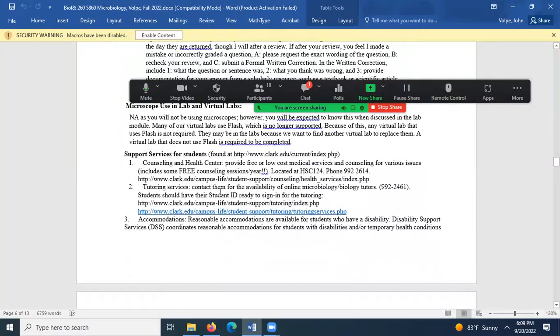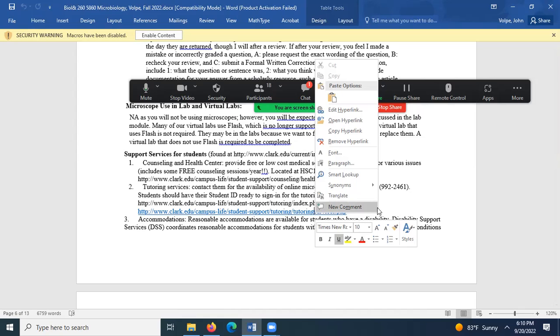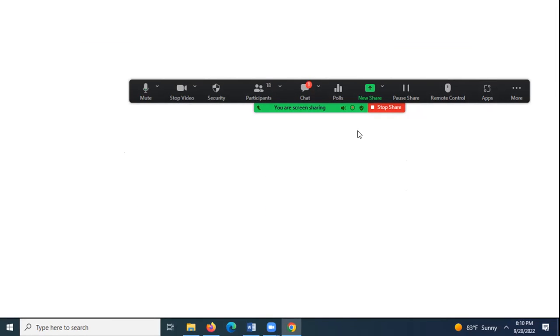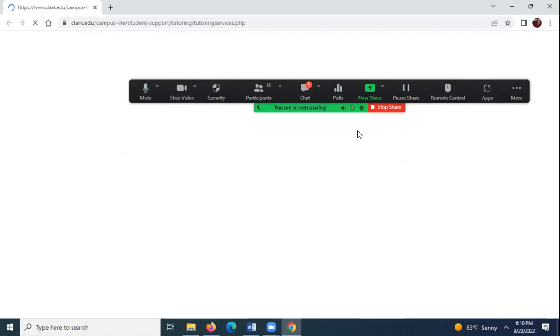Here's some links for support services for students. Obviously, Canvas is a helpful support, but there's counseling and health center at Clark, tutoring services. I have not looked to see if there is microbiology in this term. Sometimes they have tutoring for microbiology, other terms they do not. And to tell you the truth, the students have always said that the tutoring for microbiology wasn't that good.